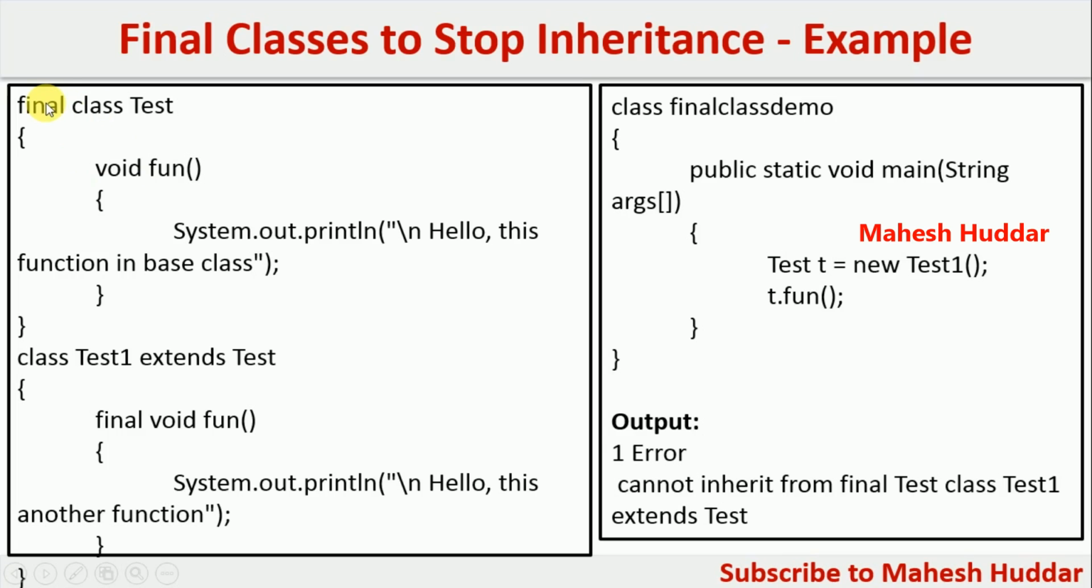So in this video, I have explained the different places where we can use the final keyword. The first one is while declaring a variable, the second one is while declaring a method, and the third one is while declaring a class. So I hope the concept is clear.